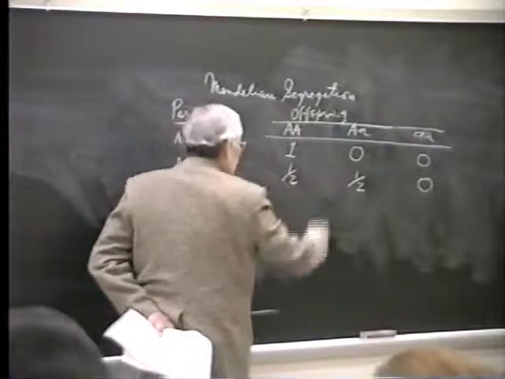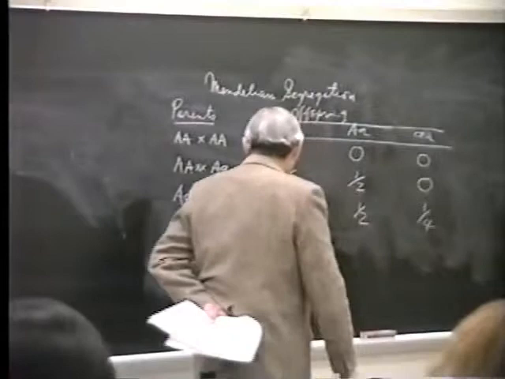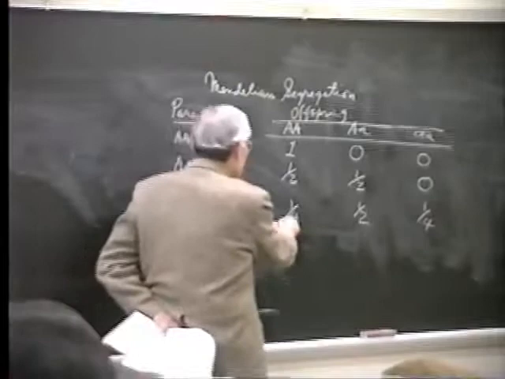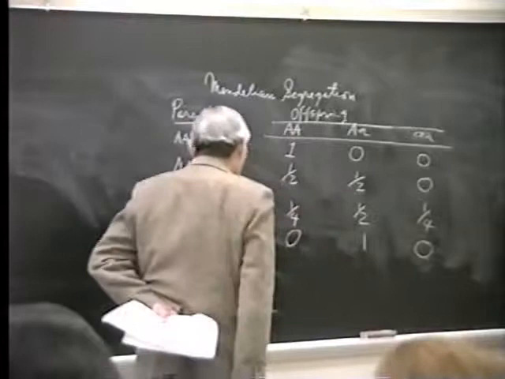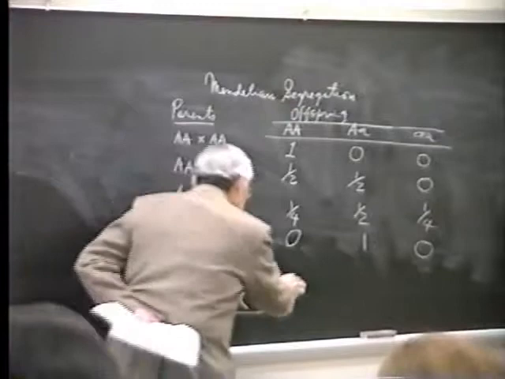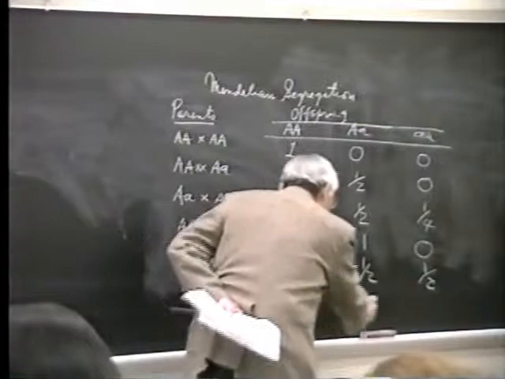And this is, you call this 3-to-1 ratio. One quarter is this, one half of this, and one quarter of this. And this, all here, zero here, zero here. Right? All children are here. And here, this. Zero here. Zero here. And all two.